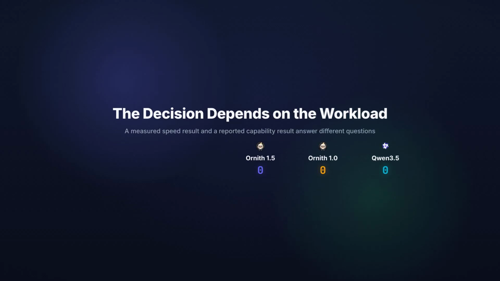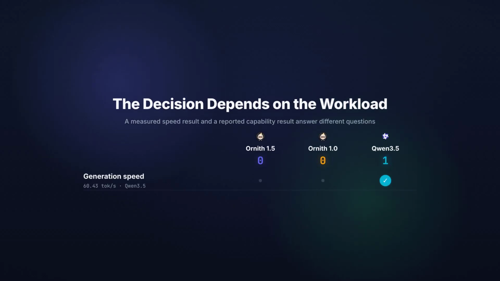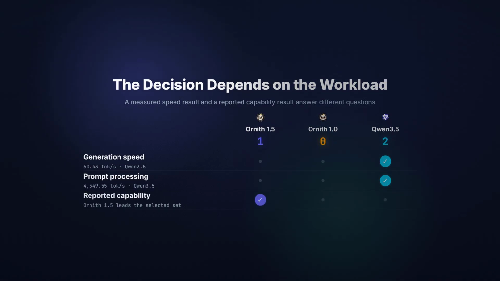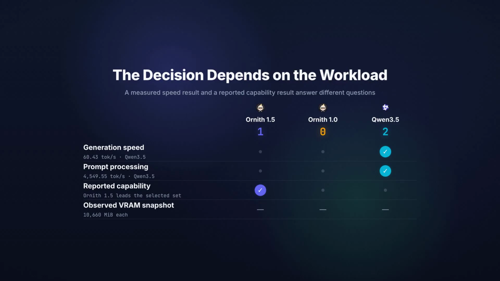The two Ornith releases deserve a closer look because their generation rates differ by only 0.07% in this benchmark. Their prompt processing rates are similarly close, with a 0.22% gap. So the local speed results do not separate version 1.5 from version 1.0. The supplied capability table does report Ornith 1.5 ahead of Ornith 1.0 on the selected overlapping scores, which gives the newer release a different reason to evaluate.